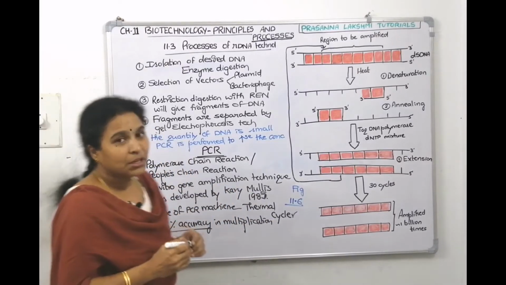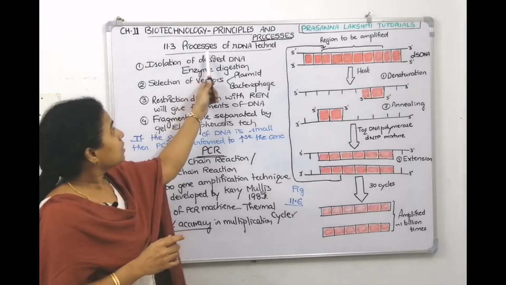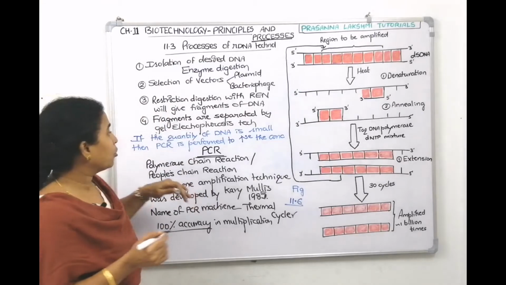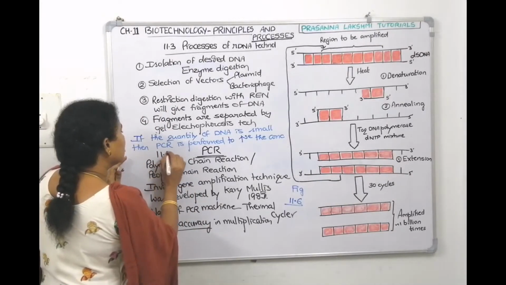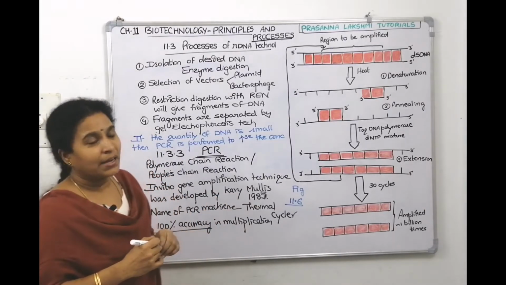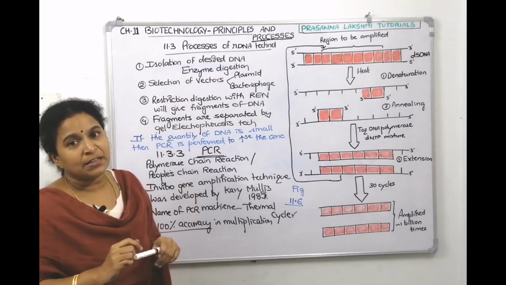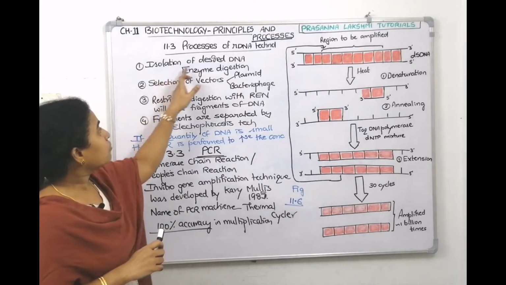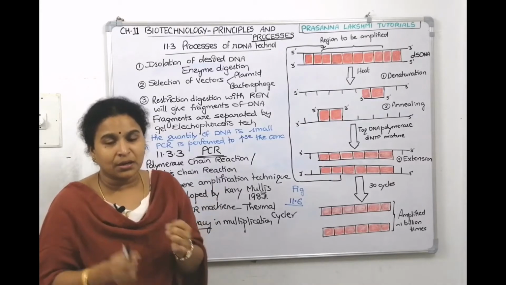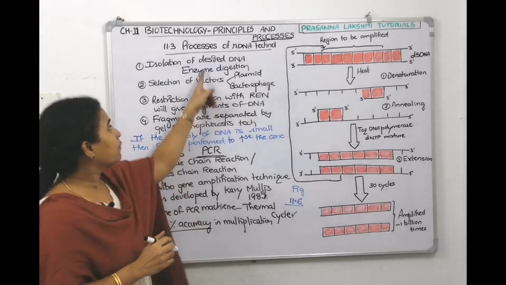So, we are with the topic 11.3. What is the topic called? Processes of rDNA technology. Under 11.3, we have a subtopic 11.3.3, which is called PCR, polymerase chain reaction. To reach this step, I just told you the steps of rDNA technology. The first step is to isolate your DNA. What DNA do you want to clone here? Insulin DNA, vaccine DNA, what DNA? That is your first step.